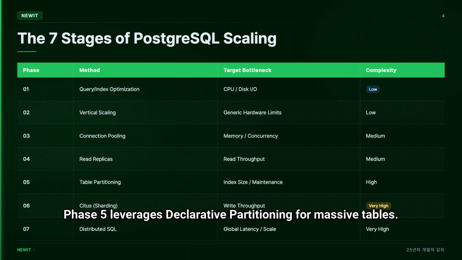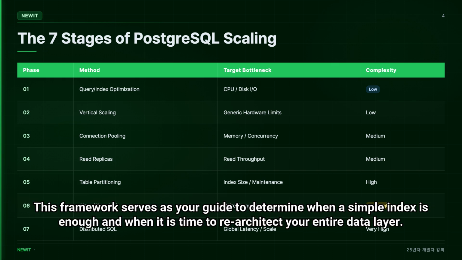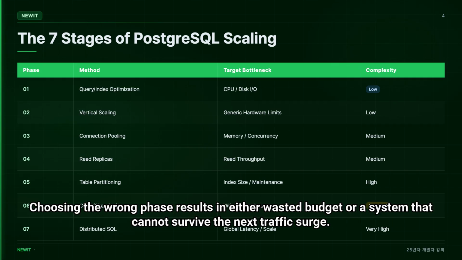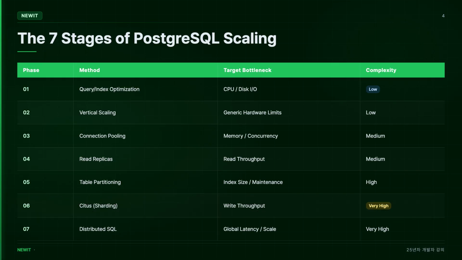Phase 5 leverages declarative partitioning for massive tables. Phase 6 is where we introduce Citus for sharding, and finally, Phase 7 covers the frontier of distributed SQL for global availability. This framework serves as your guide to determine when a simple index is enough and when it is time to re-architect your entire data layer. Choosing the wrong phase results in either wasted budget or a system that cannot survive the next traffic surge. Now that we have the roadmap, let's dive into the first critical step: why Phase 1, optimization and vertical expansion, is the foundation you absolutely cannot skip.